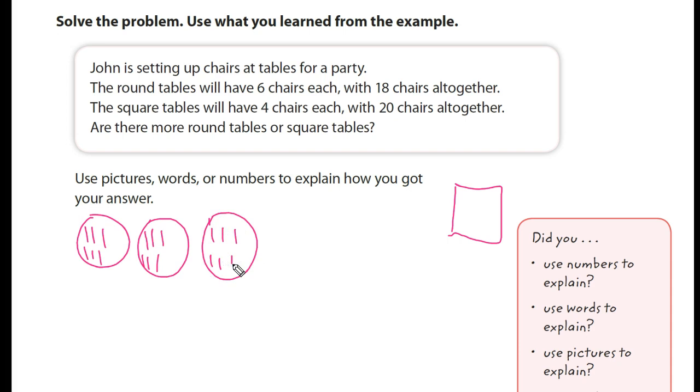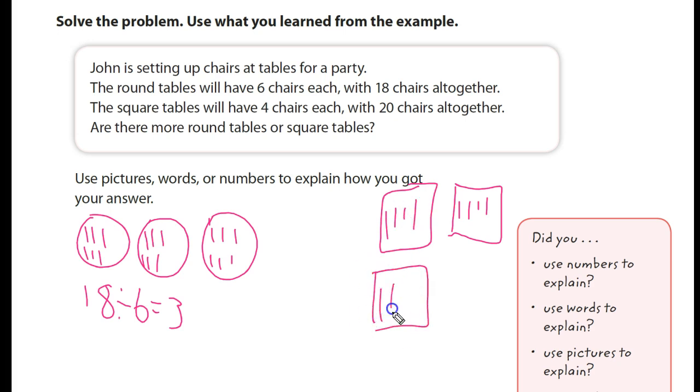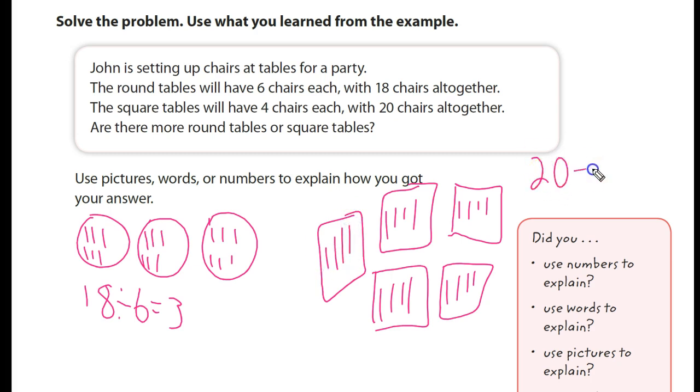So how many tables do you need here? 3. So here what do we have? 18 divided by 6 equals 3. But here he's got the square tables with 4 chairs each, 1, 2, 3, 4, with 20 altogether. So if I do another one here, that's 5, 6, 7, 8, 9, 10, 11, 12, 13, 14, 15, 16, 17, 18, 19, 20. So here I have 20 divided by 4, which gives me how many tables? 5. Gives me 5 tables.